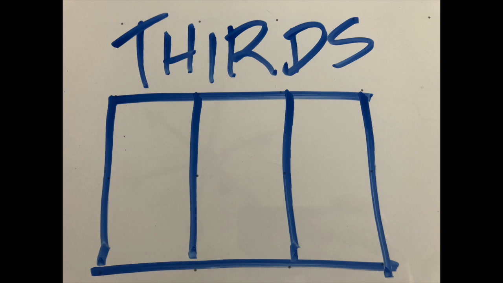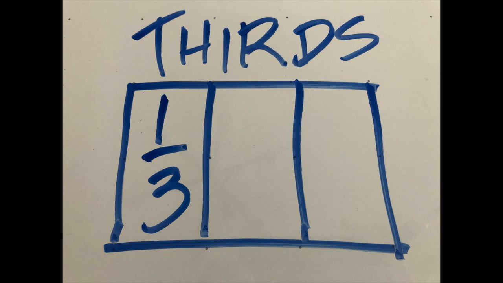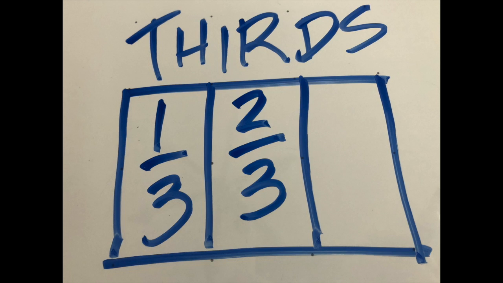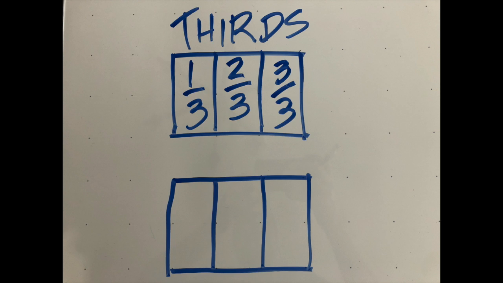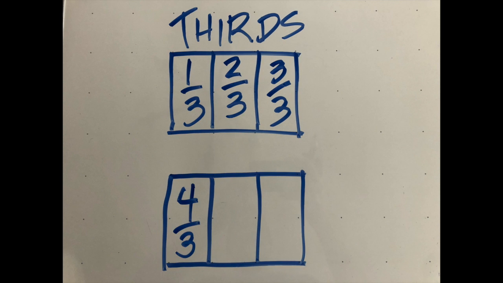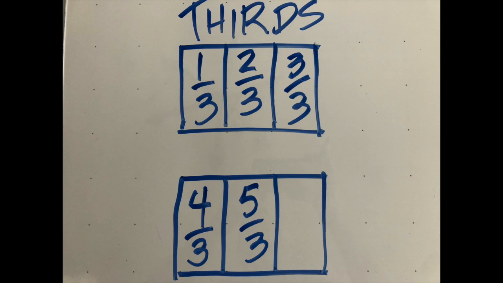If you don't have an egg carton, you can just draw it out. There's 1/3, 2/3, and 3/3, or one whole thing. Now, of course, you have to draw an extra frame, a blank one, so you can add some more thirds. For example, here comes 4/3, and then, of course, 5/3.